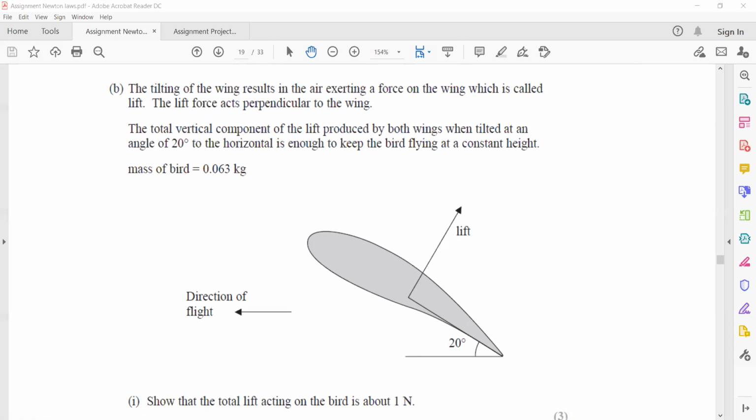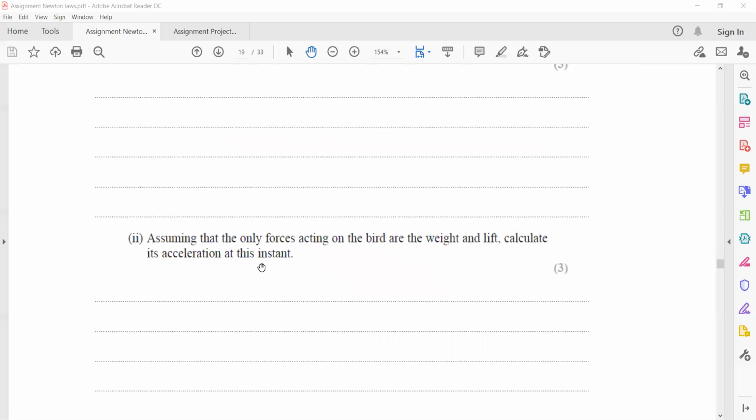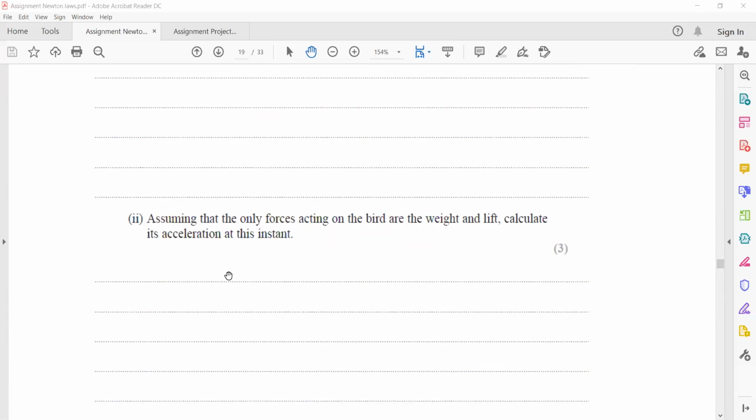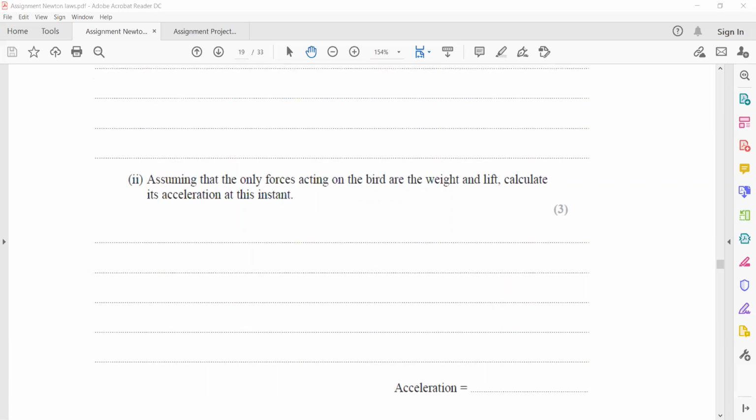In the next question, assume that the only forces acting on the bird are the weight and the lift. Calculate the acceleration. How do we calculate the acceleration? Mass is already there. It means we need a resultant force. So how can we get the resultant force?